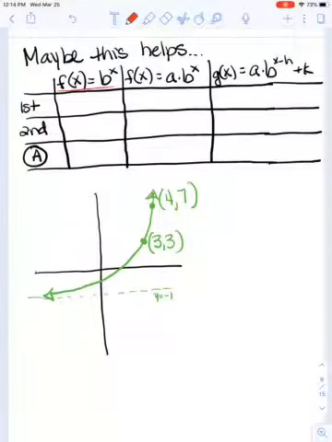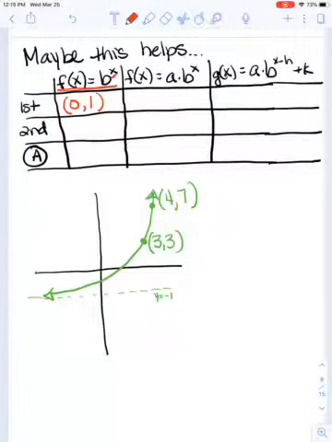So one, we've worked with the graph f of x equals b to the x, or y equals b to the x, same thing. If we had this, my first point that I would normally do would be an x value of 0. And if I plugged in an x value of 0, then my y value would be 1. Why is that? Because b to the 0 power is 1.